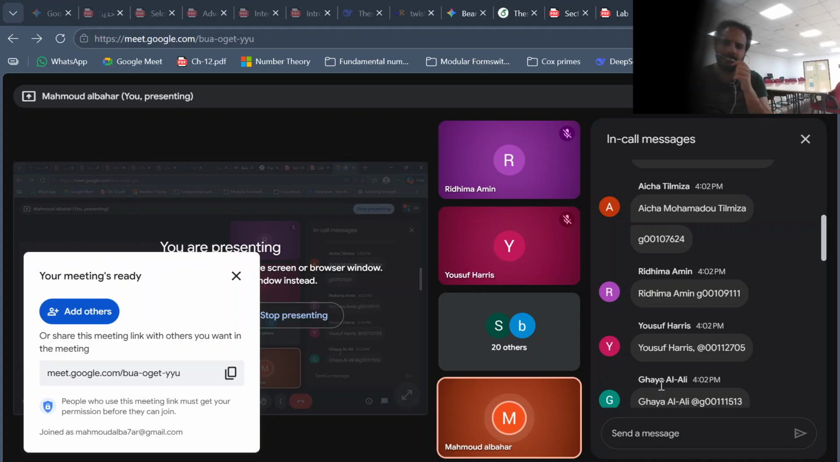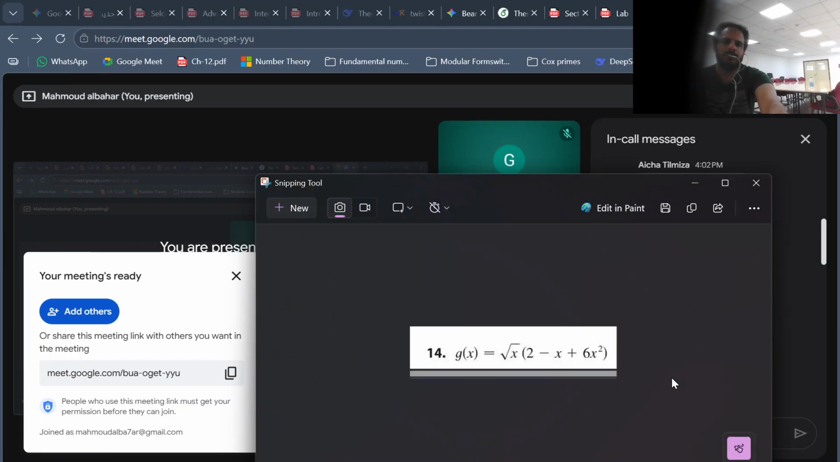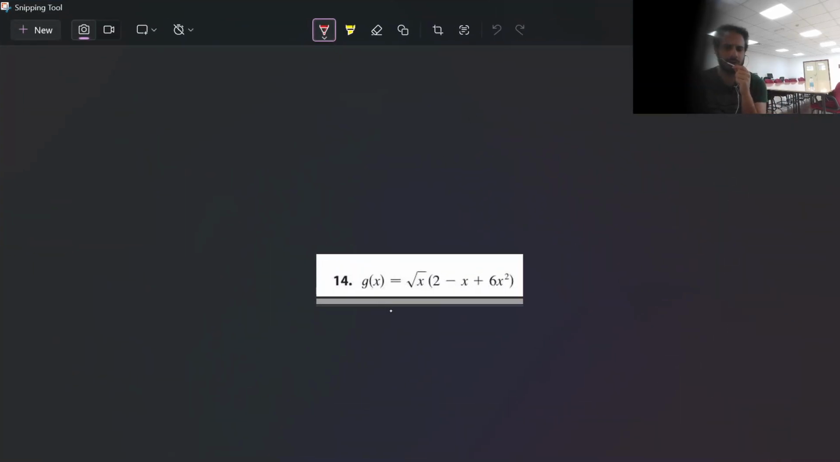Now we have Ghaya. Yes, Professor. Please help me solving this one. G of x equals the square root of x times 2 minus x plus 6x squared. Do you know how to solve it? I will rewrite the square root. Yes, perfect. So we write it x to the half, then what?